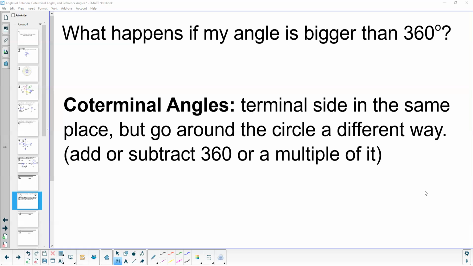So what happens is coterminal angles are angles where their terminal side, or that side where they stop, is in the same place as another angle, but it goes around the circle in a different way. So that might mean that it goes all the way around the circle once and then stops. Or it goes all the way around the circle 3 times and then stops. Whatever way it is, it's still ending in the same place. So it doesn't look like a different angle, other than the fact that it's gone around multiple times. And the way that we figure out coterminal angles compared to other angles, or where it needs to end up, is we either add or subtract 360 or a multiple of it.